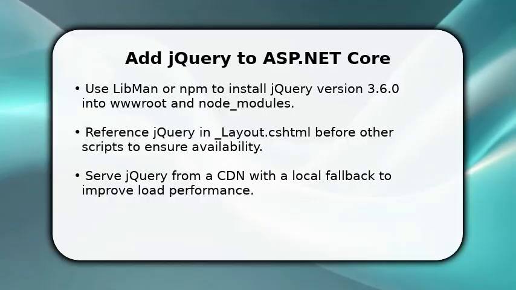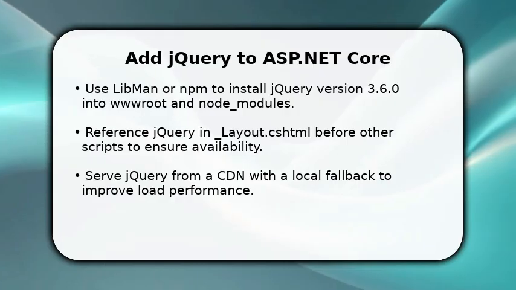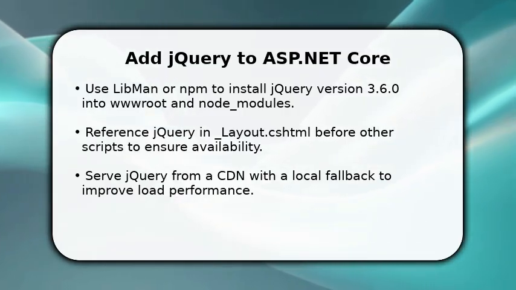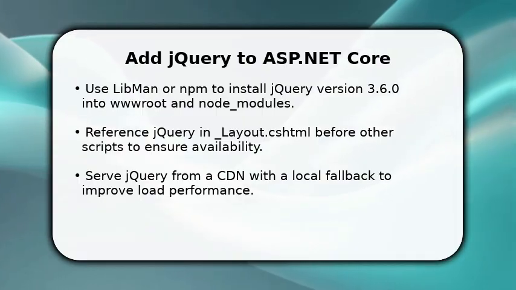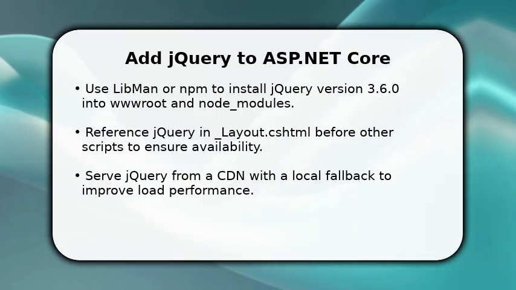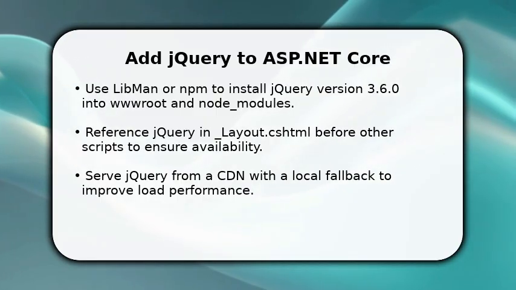Enjoy the video. Start by adding jQuery to your ASP.NET Core MVC project using LibMan or npm. Choose jQuery version 3.6.0 and restore files into wwwroot or node_modules for static delivery.